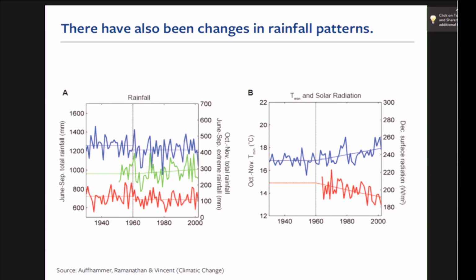The green line right here, that's the extreme rainfall right here. So you see a trend in extreme rainfall events. And the red line right here is October, November total rainfall, which also goes down a little bit. But we're seeing, and there's an active debate in the literature as to how significant this effect is, but we're seeing changes in monsoon rainfall pattern already. So what did we look at?